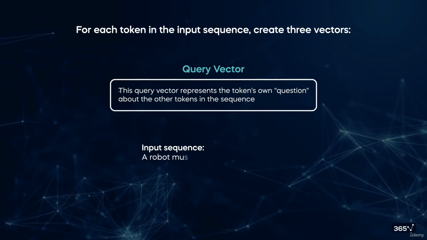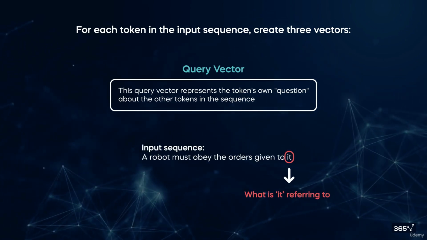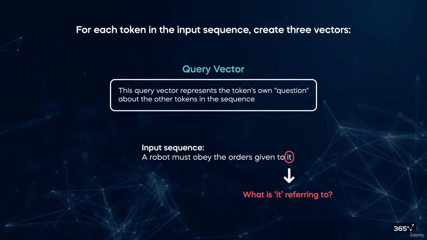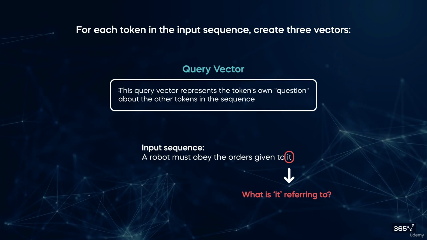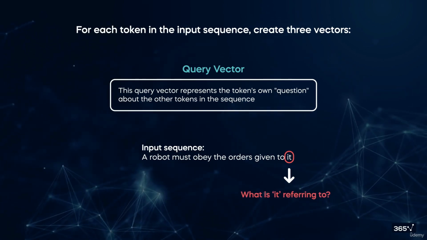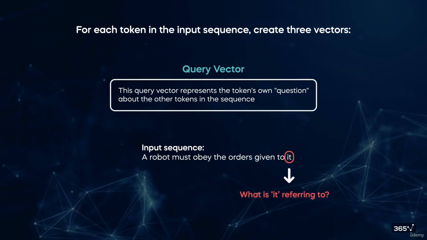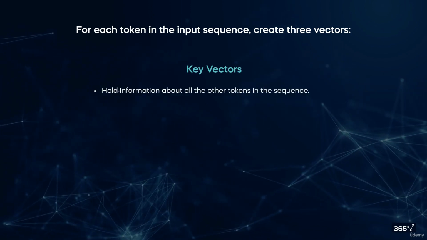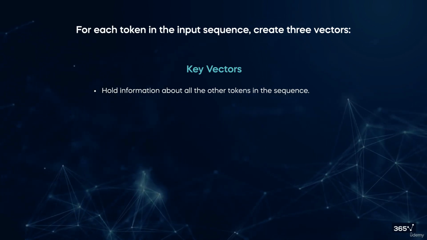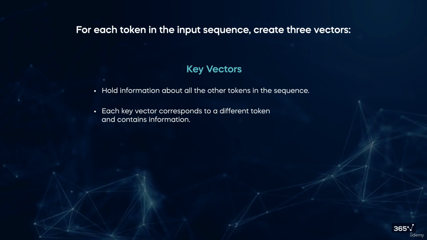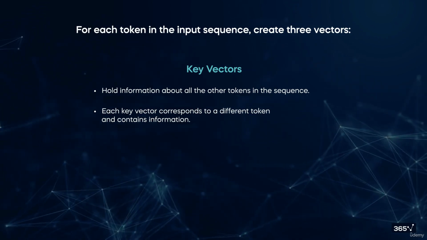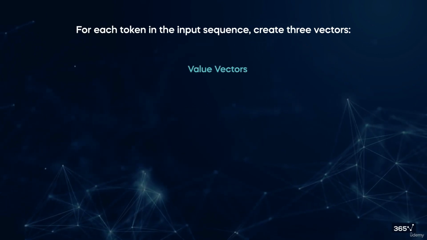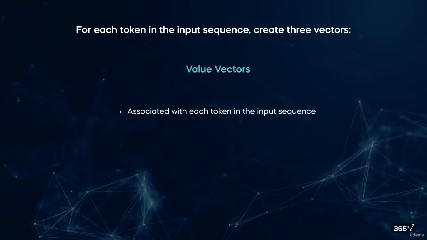This query vector represents the tokens in question about the other tokens in the sentence. It's kind of like saying, how much should I pay attention to each of the other tokens? To put it simply, you can think of the query vector as the currently attended to token in the input sequence. The key vectors, on the other hand, hold information about all the other tokens in the sequence. Each key vector corresponds to a different token and contains information that helps determine how much attention should be given to that token. Value vectors are associated with each token in the input sequence.